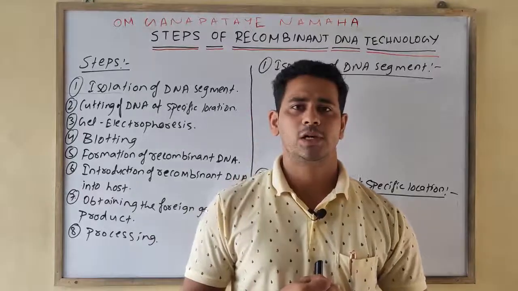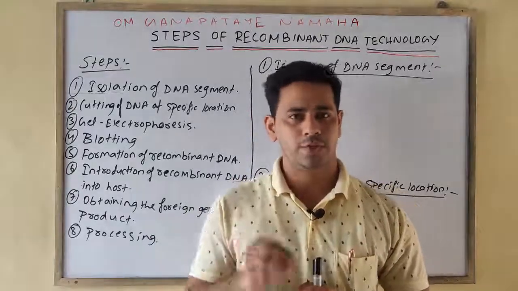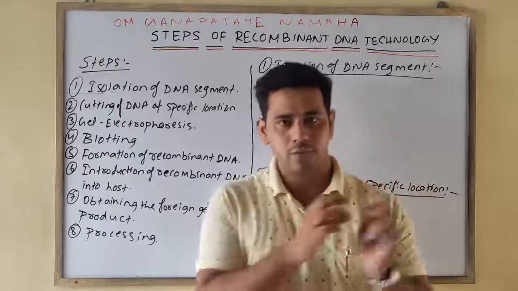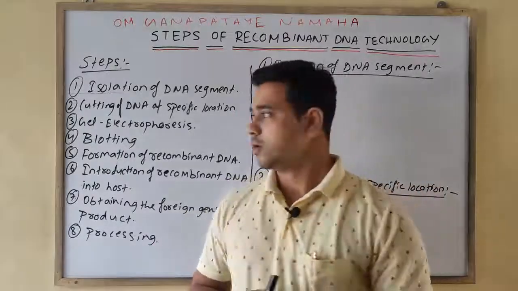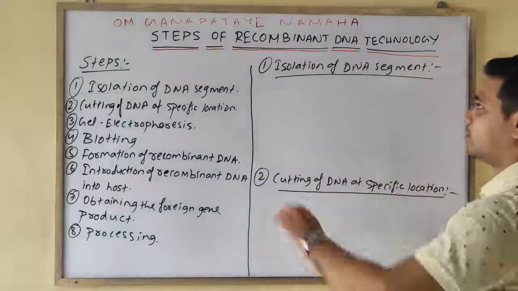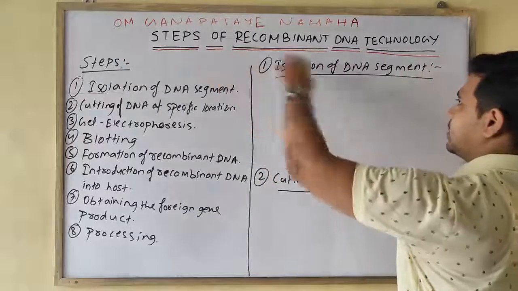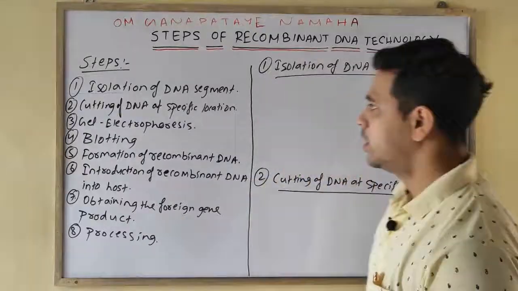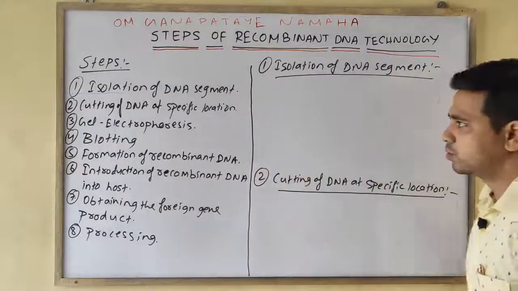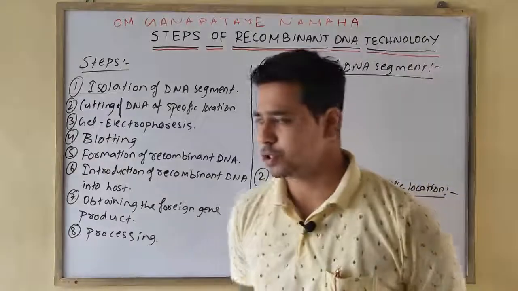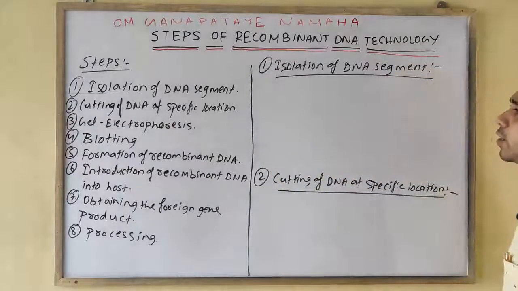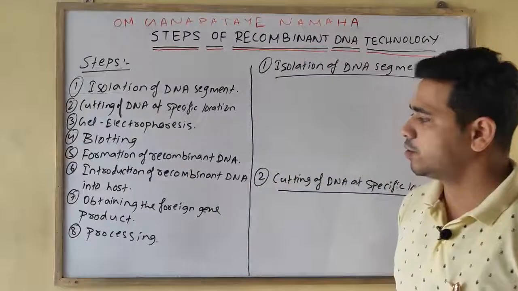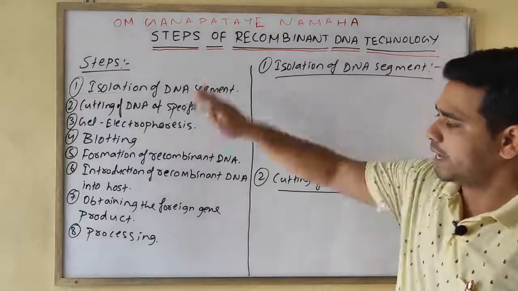Next, we discussed that the passenger DNA is of three types: the complementary DNA, synthetic DNA, and the random DNA. And at last we discussed the competent host into which the recombinant DNA will be transformed. So finally today we'll discuss our new topic, the steps of recombinant DNA technology. This is a long question, your last 7-mark long question. In the steps of recombinant DNA technology, we'll discuss basically 8 steps.